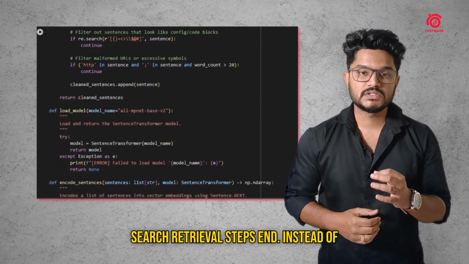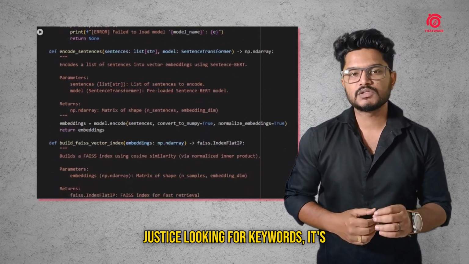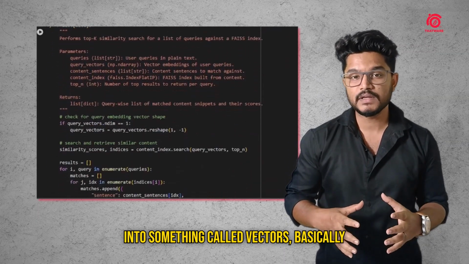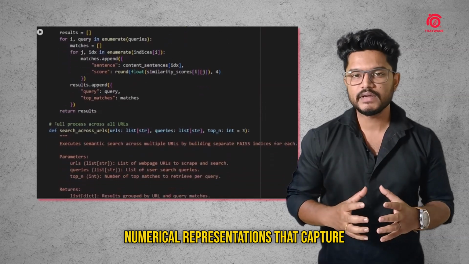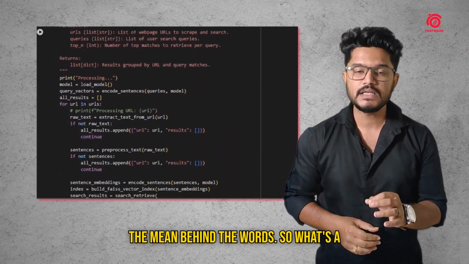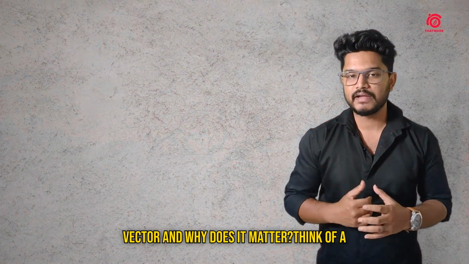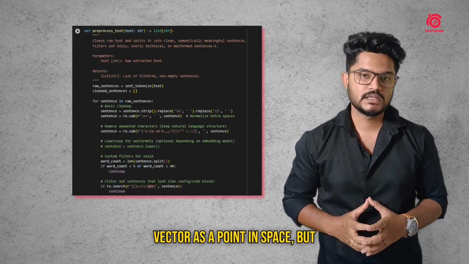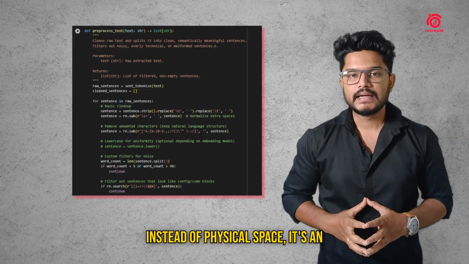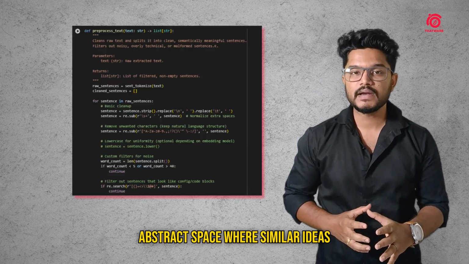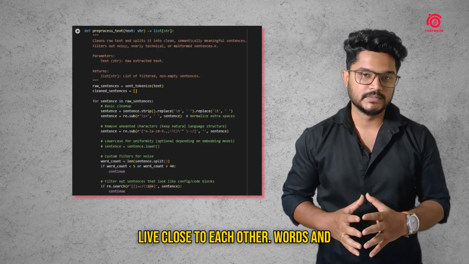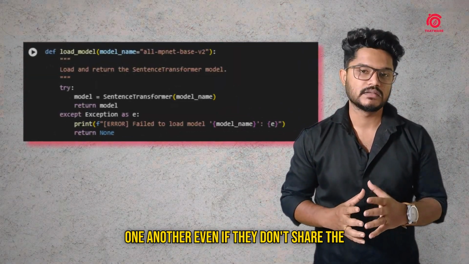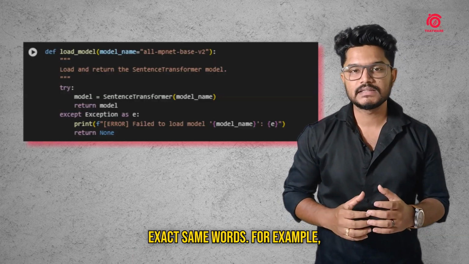This is where vector-based search retrieval steps in. Instead of just looking for keywords, it transforms your search query and documents into something called vectors, basically numerical representations that capture the meaning behind the words. So what's a vector and why does it matter? Think of a vector as a point in space, but instead of physical space, it's an abstract space where similar ideas live close to each other. Words and phrases with related meanings end up near one another, even if they don't share the exact same words.